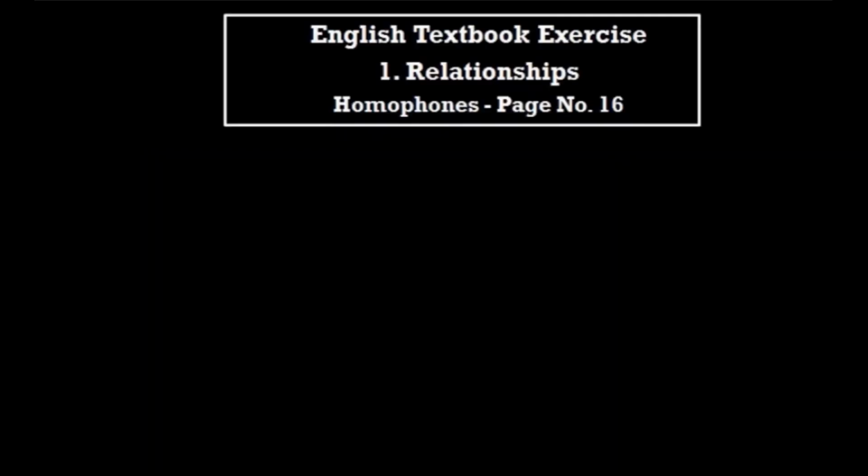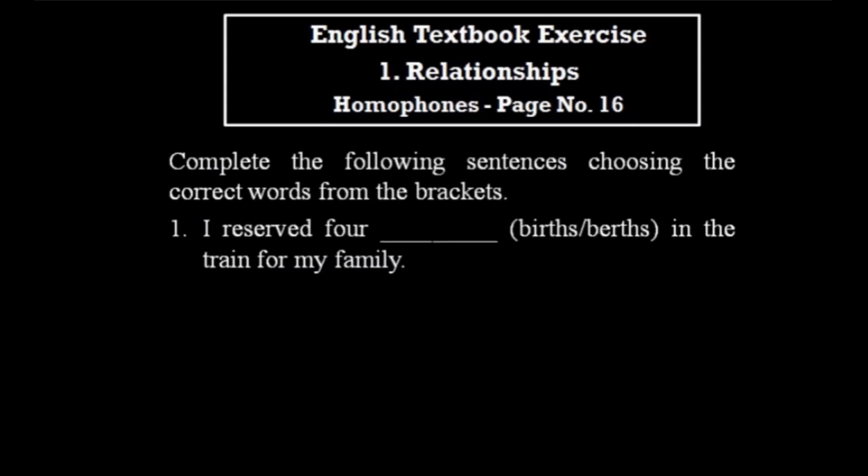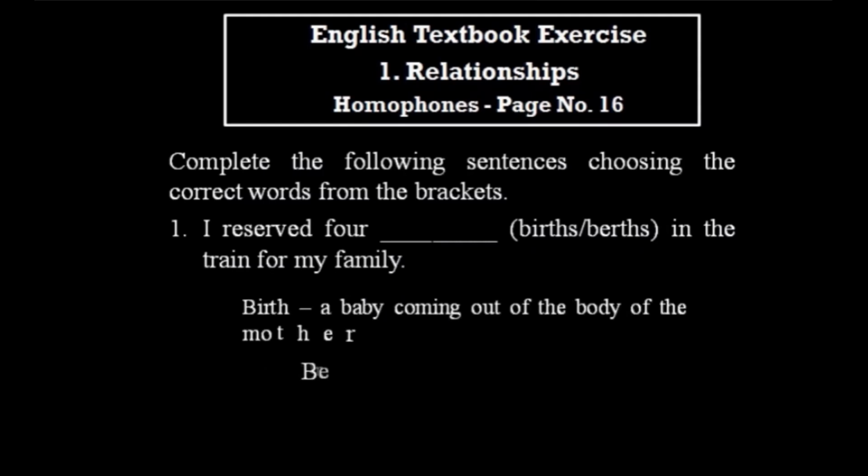Now let us start with our textbook exercise, page number 16. Here we have a blank along with two homophones in brackets. We have to find the meaning of both the words given in the brackets. So here: I reserved 4 berths in the train for my family. What is the first step here? Yes, we have to find the meanings of birth as well as berth.